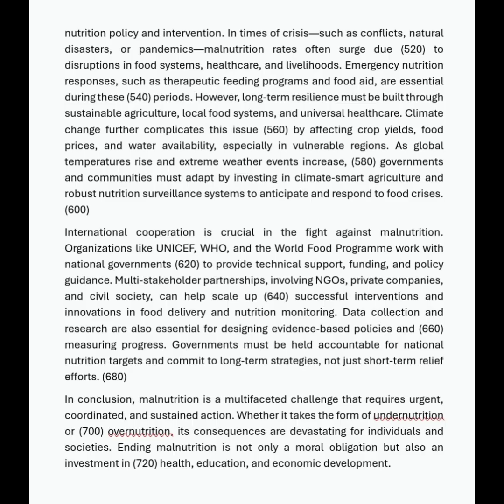Data collection and research are also essential for designing evidence based policies and measuring progress. Governments must be held accountable for national nutrition targets and commit to long term strategies, not just short term relief efforts. In conclusion, malnutrition is a multifaceted challenge that requires urgent, coordinated, and sustained action, whether it takes the form of undernutrition or overnutrition. Its consequences are devastating for individuals and societies. Ending malnutrition is not only a moral obligation but also an investment in health, education, and economic development. Stop.